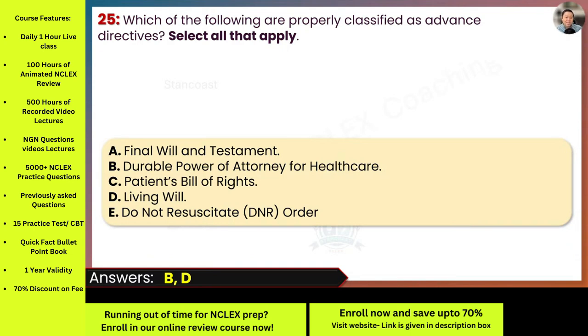And so take note that advance directives are limited to patient-initiated legal documents, such as the living will and durable power of attorney for healthcare, not physician orders like a do not resuscitate order.